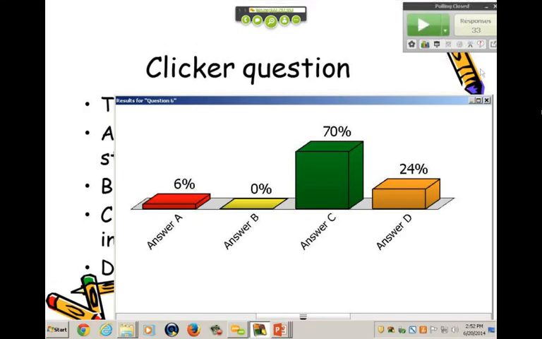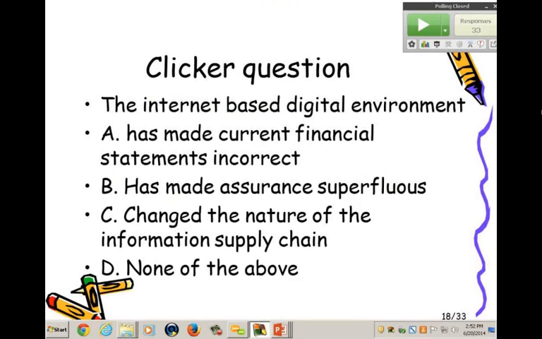70% answered C. First one, are financial statements incorrect? It's a tricky question. It was a trick question I put in here. They are not necessarily incorrect according to GAAP. But they have always been incorrect because they don't measure very well. They are approximation. So it's not this one.